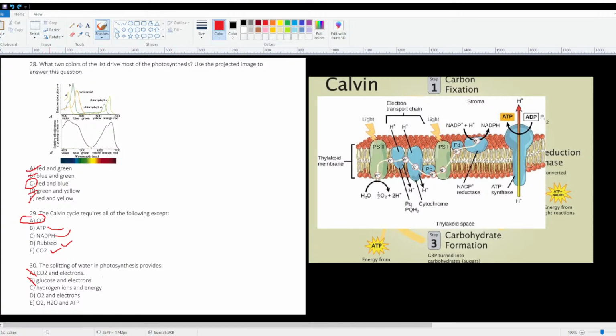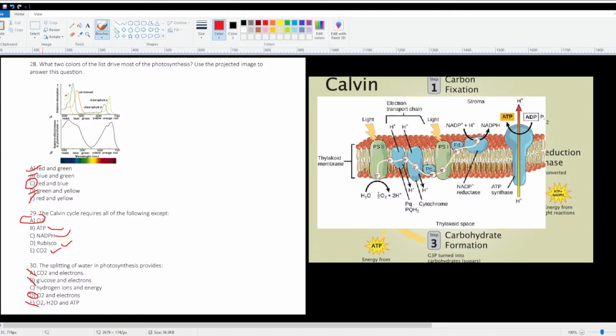So the splitting of water obviously would not produce CO2 or glucose. That's just obvious, right? But it would produce electrons, and it would produce O2. Once again, look at these answers. Why would the splitting of water produce water? That doesn't make any sense. So E would also be incorrect.